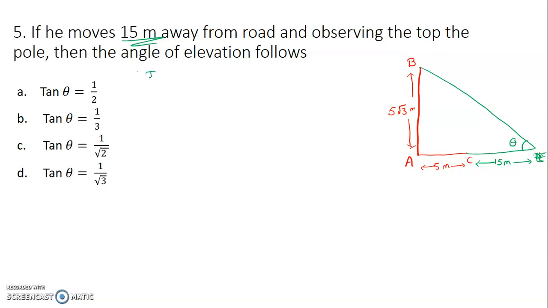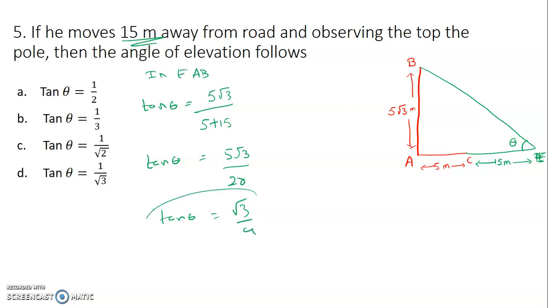Now you have to take in triangle EAB. You have to go for tan theta. Tan theta means opposite side by adjacent side. What is the opposite side to theta? 5 root 3. Adjacent side to theta is 5 plus 15. Okay. Adjacent side to theta, you should include 5 and 15. So this becomes 5 root 3 by 20. Okay, this is tan theta. Now tan theta is equal to 5 root 3 by 20 means answer is root 3 by 4.